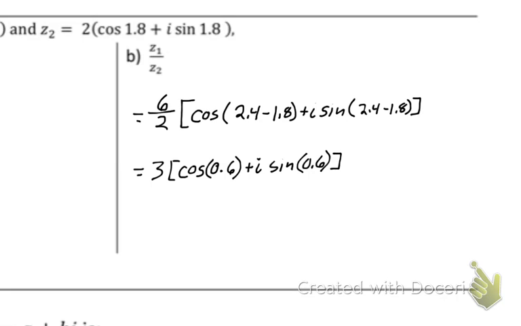But all you have to do is, in your calculator, put in cosine of 0.6, multiply it by 3, you have your A value. Take 3, multiply it by sine of 0.6, so it'll be whatever you came out with here plus whatever you come out with here, I. And now you have an A plus BI form. Not hard, just look out for that in the question. Make sure you answer the question the way it was stated.